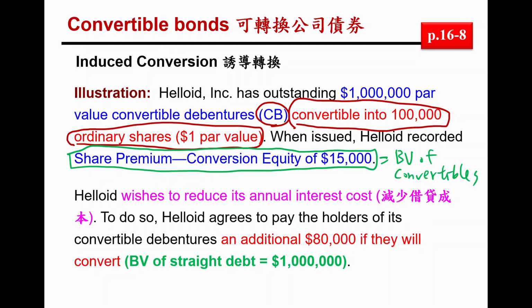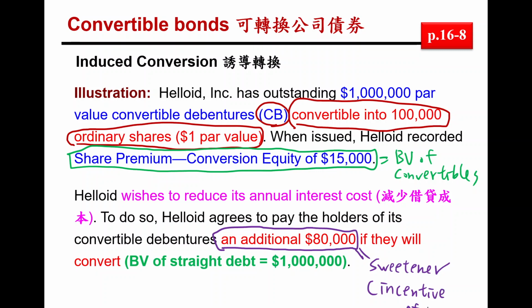Okay. Then your company wishes to reduce interest cost because of these reasons. You decide to give creditors an additional $80,000 if they will convert. Okay, so this is the sweetener you give to creditors, the incentive of conversion. Okay, and also today the book value of your bond is $1 million. So we give the information. So this is your bond's book value today.